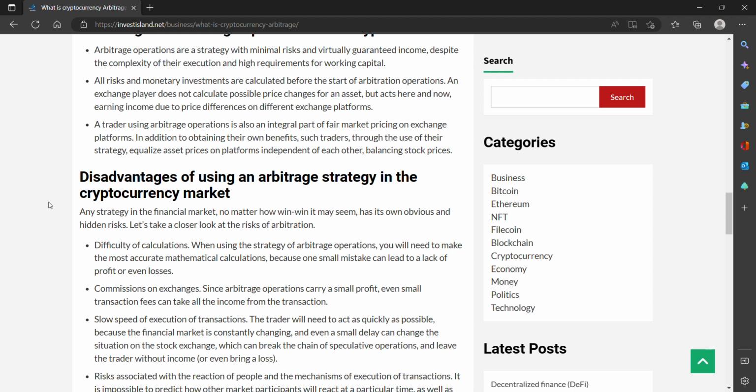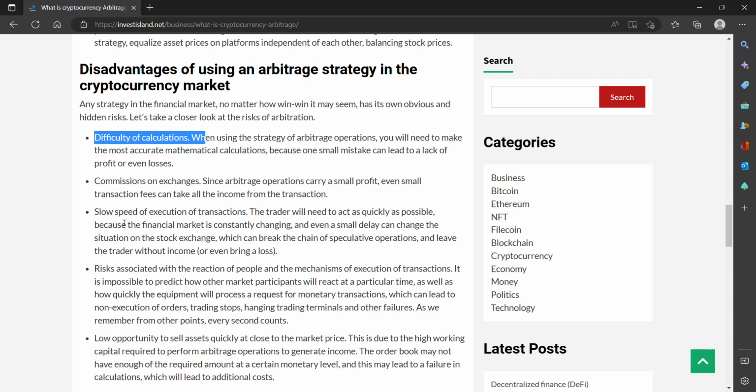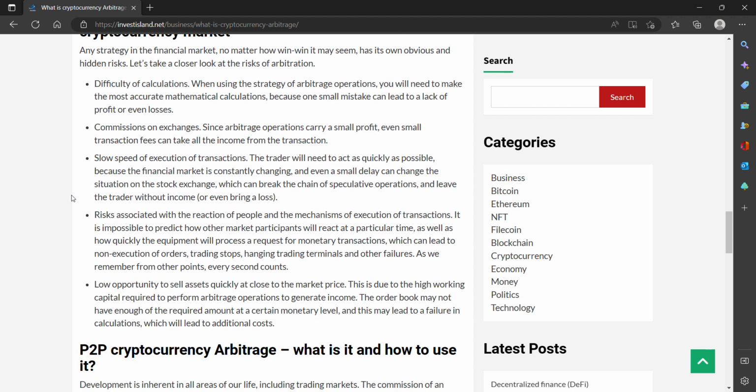Disadvantages of using an arbitrage strategy in the cryptocurrency market: any strategy in the financial market, no matter how win-win it may seem, has its own obvious and hidden risks. Let's take a closer look at the risks of arbitrage. Difficulty of calculations. When using this strategy of arbitrage operations, you will need to make the most accurate mathematical calculations, because one small mistake can lead to a lack of profit or even losses.